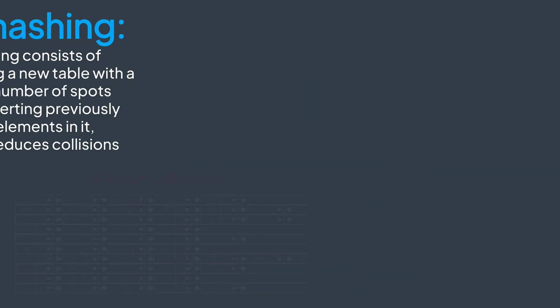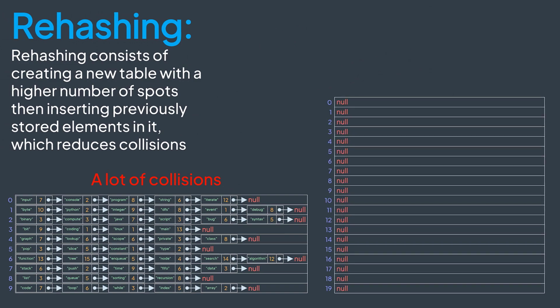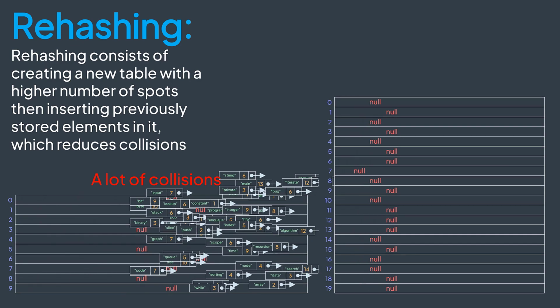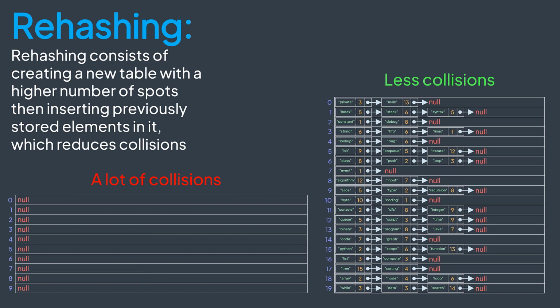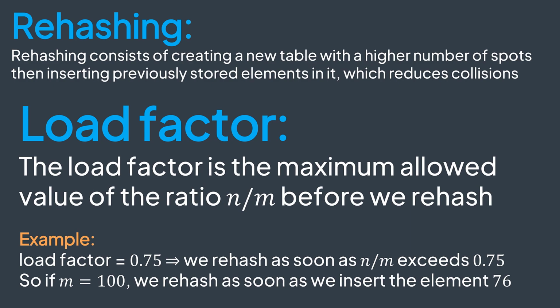We also have rehashing. Rehashing consists of creating a new table with a higher number of spots, then inserting previously stored elements in it, which reduces collisions. When to apply rehashing is determined by the load factor, the maximum allowed value of the ratio n by m before rehashing. Those were the important definitions to understand.